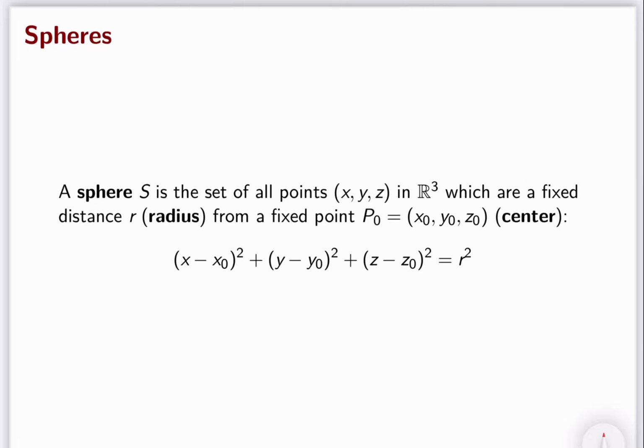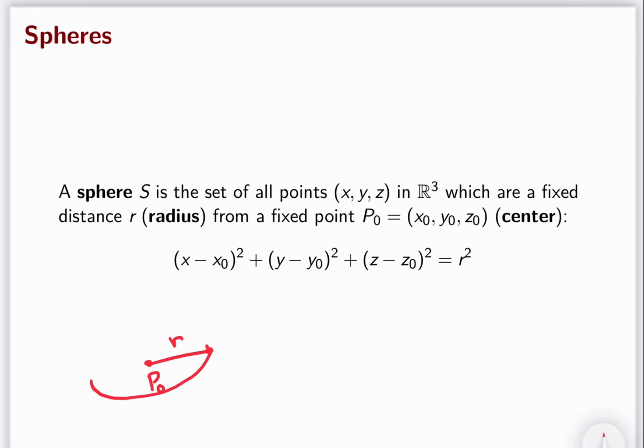A sphere is the set of all points in the space which are a fixed distance from a fixed point. So for instance, if we have given this fixed point P0 and a certain distance r, then the sphere will be all the points in the three-dimensional space that are this distance r from the point P0.